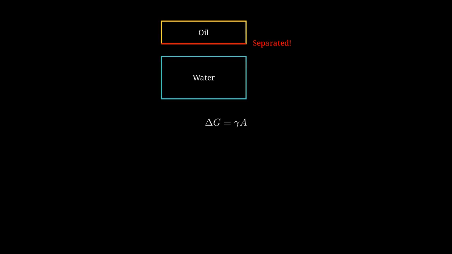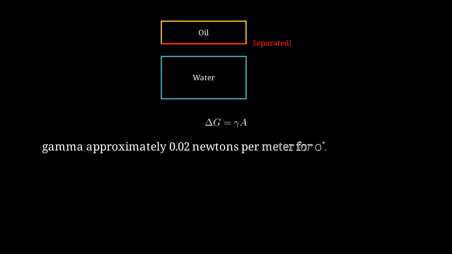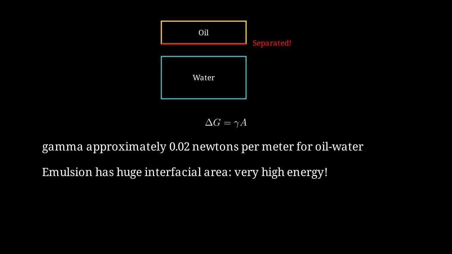The free energy cost equals surface tension gamma times interfacial area A. The oil-water interfacial tension is approximately 0.02 newtons per meter. An emulsion has enormous interfacial area between billions of droplets, making it very high in energy compared to separated phases.